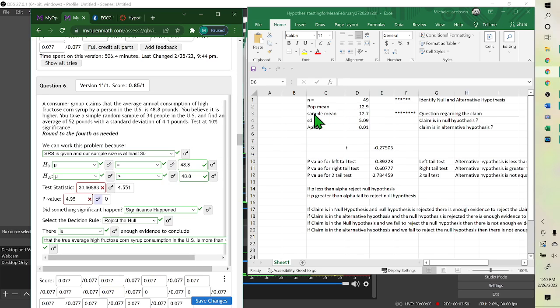And we get a sample of 34 people. So sample size is 34. Population mean from the hypothesis, 48.8. Sample mean was, find an average of 52 pounds and a standard deviation of 4.1. Test at 10%. 10% as a decimal is 0.1.